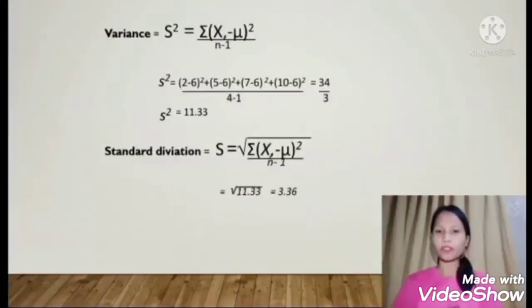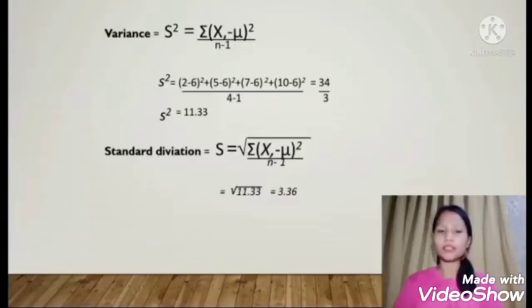Step 2. Compute the variance. The formula for the sample: for using the formula of the variance of the sample, let's identify the values. Our x values are 2, 5, 7, 10. Our mean is 6. Our n is 4. Now that we have identified them, let's substitute.